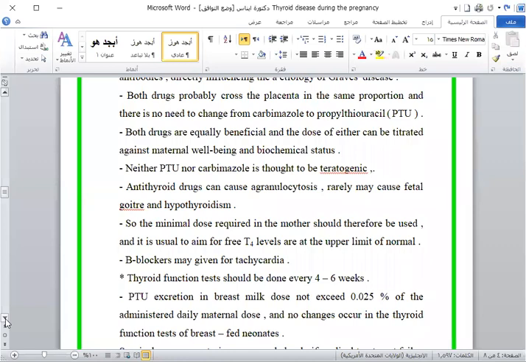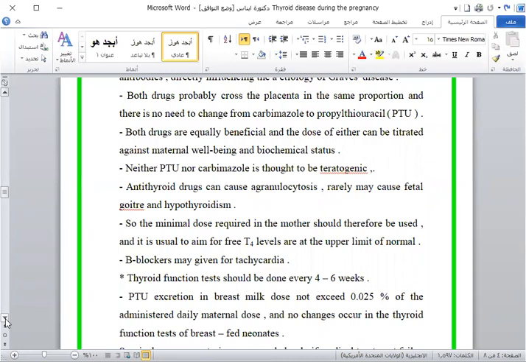Both drugs are equally beneficial, and doses of either can be titrated against the maternal well-being and biochemistry. إذا اثنيناتهم شغل نفس الإفكاسي، نفس السايد إفكت، نفس النسبة إنه يعبروا through the placenta، فماكو داعي نغيرهم من drug to another. Also, both drugs are not teratogenic. Okay, anti-thyroid drugs can cause agranulocytosis, rarely may cause fetal goiter and hypothyroidism.